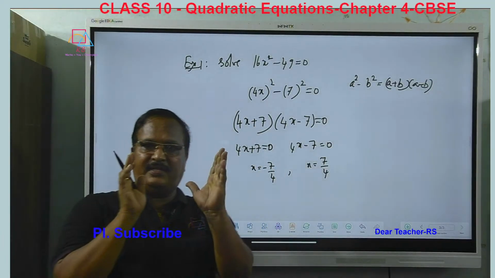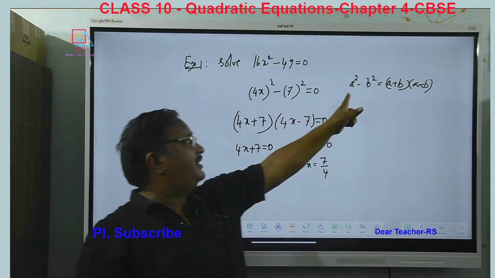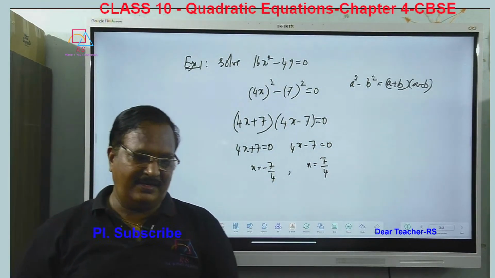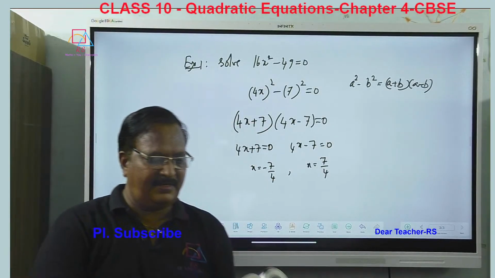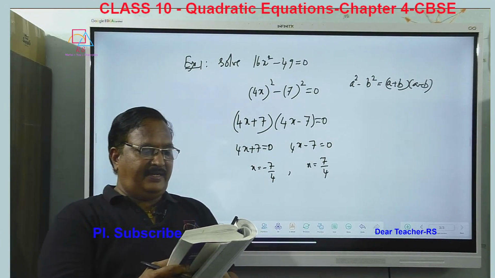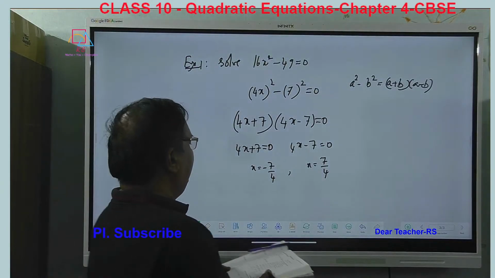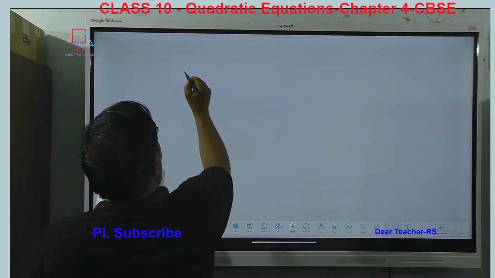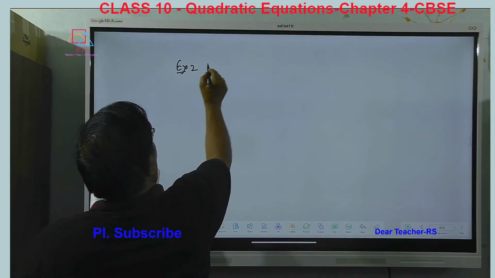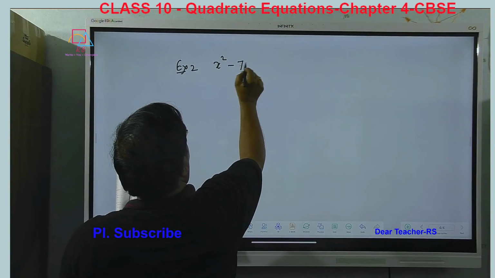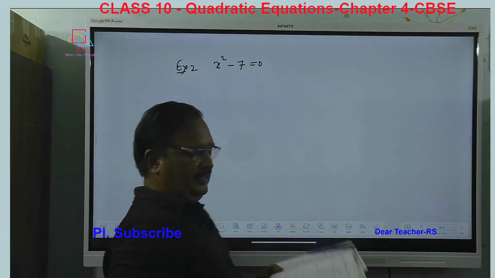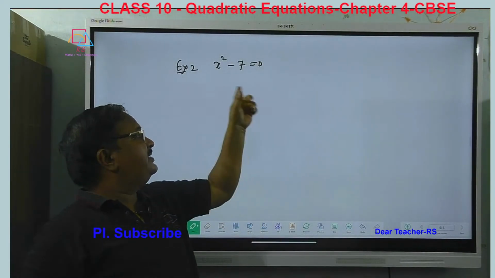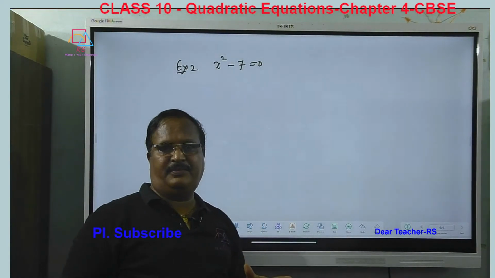So whenever there are 2 terms, try to bring them into the a square minus b square formula. So this is one question which is not there in this one. Now let me take one more question having 2 terms. Okay, example 2: x square minus 7 is equal to 0. Solve. Same, we have to write this in the form of a square minus b square.